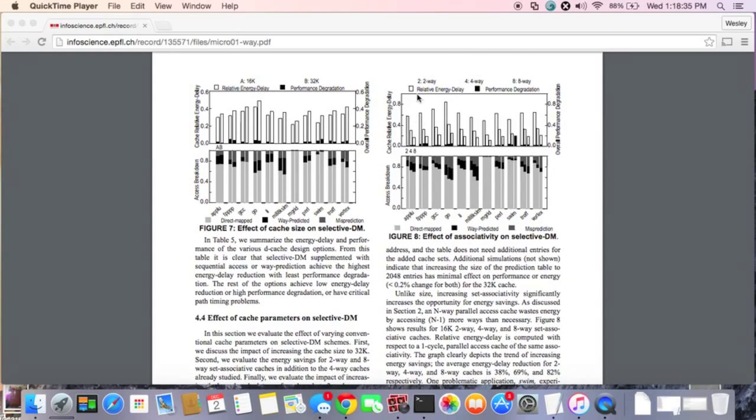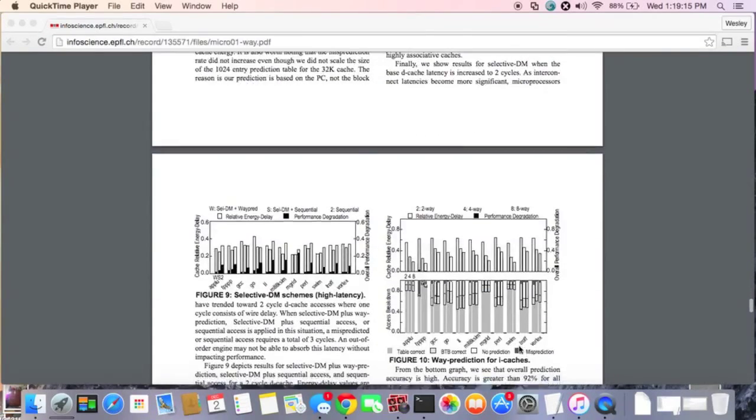Right. They compared two-way set associative, four-way set associative, and eight-way set associative caches for the same relative energy delay. Remember, lower is better. And performance degradation, again, lower is better. We get a lot less energy delay in the eight-way set associative cache. Makes sense. And for this swim data set, I don't know why they have so much performance degradation. I'll have to go back and check why. I'm not sure if they included the reason for that. Let's go on to the next figure.